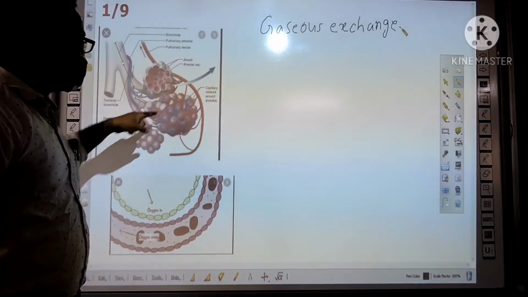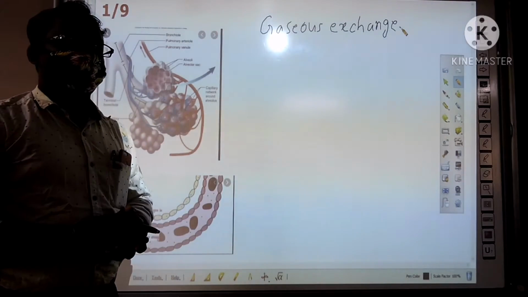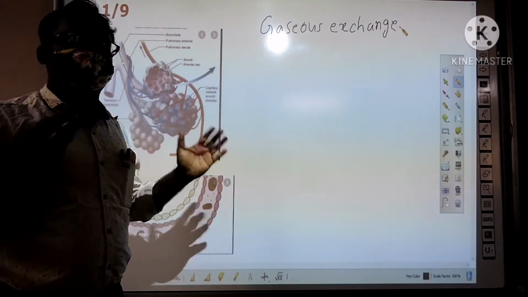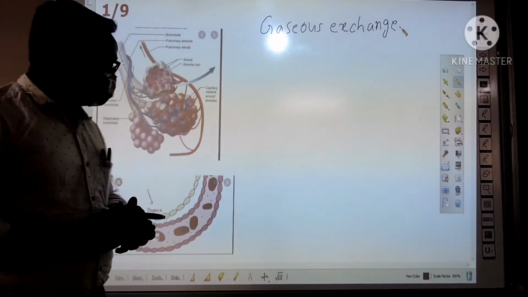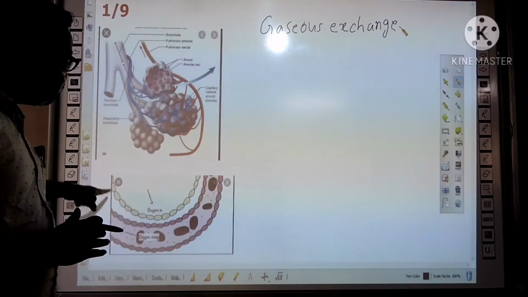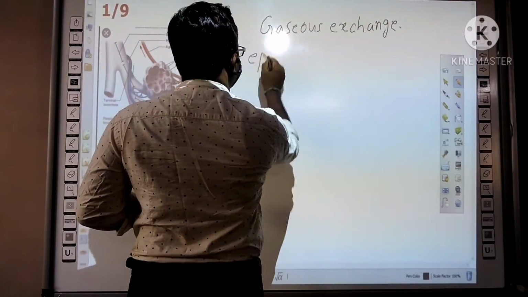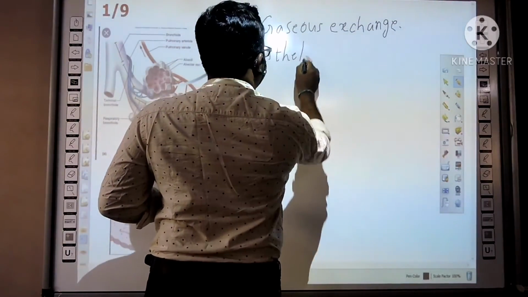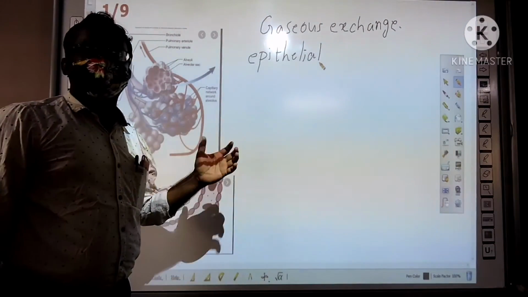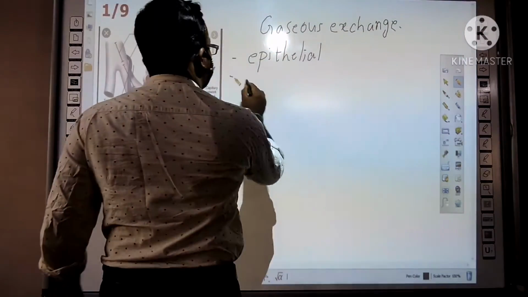See, this is the cluster of the alveoli. They are numerous in number. That is to increase the space in the lungs. And the wall of the alveoli is made of a single layer of cells, and those cells are epithelial cells. That single layer enables the process of gaseous exchange through the diffusion process.